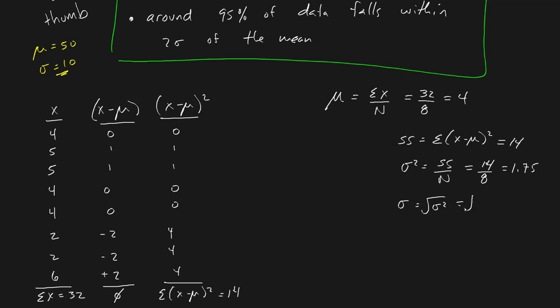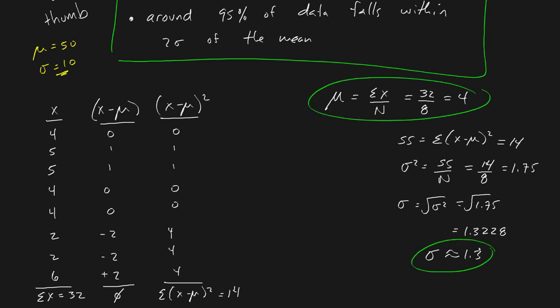Now I just need to take the root of 1.75. And that comes out to be 1.3228. Although I think I'm just going to round that to make it simple. I'm just going to call it 1.3. Again, this is not a hard rule. This is just a really simple rule of thumb. Okay, so now we do have everything we need. We know that the mean is 4 and the standard deviation is 1.3.